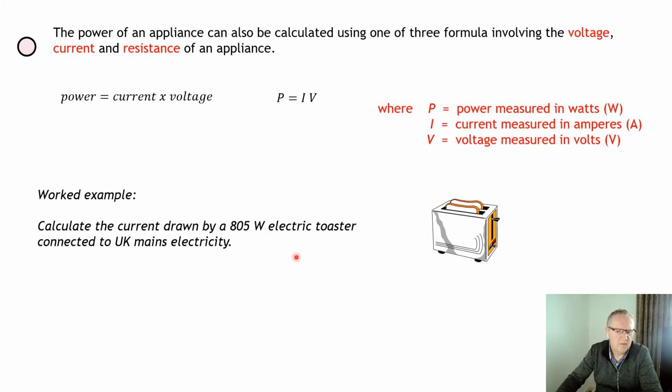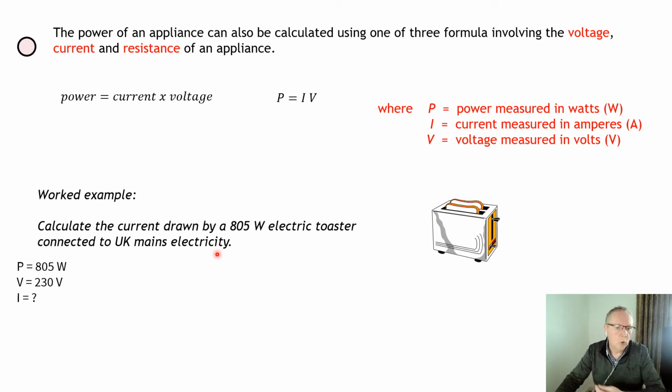So 805 is a kind of weird value, but I think the reason for that is you'll find out at the end when we calculate the thing we want to calculate, the current that is. So again, first thing we do is we write down the information we've got from the question. Now, I've done this one deliberately because it's asking for the current, so that's going to be I equals question mark. We know the power is 805, and then it tells you it's connected to UK mains electricity.